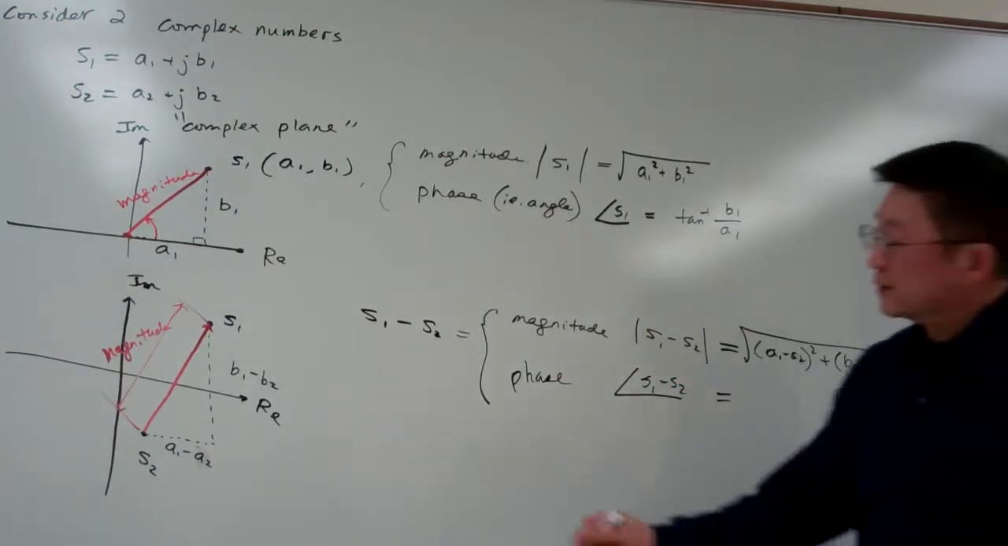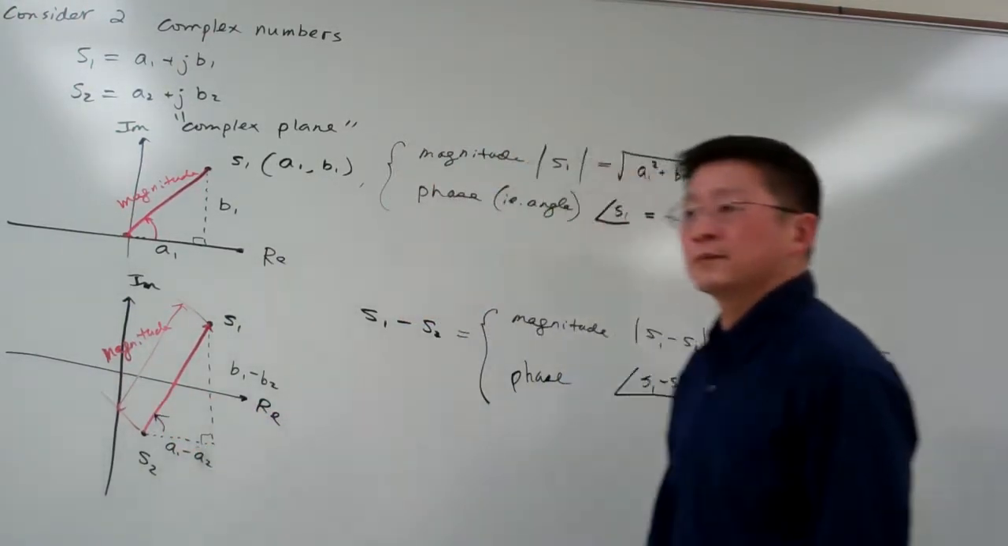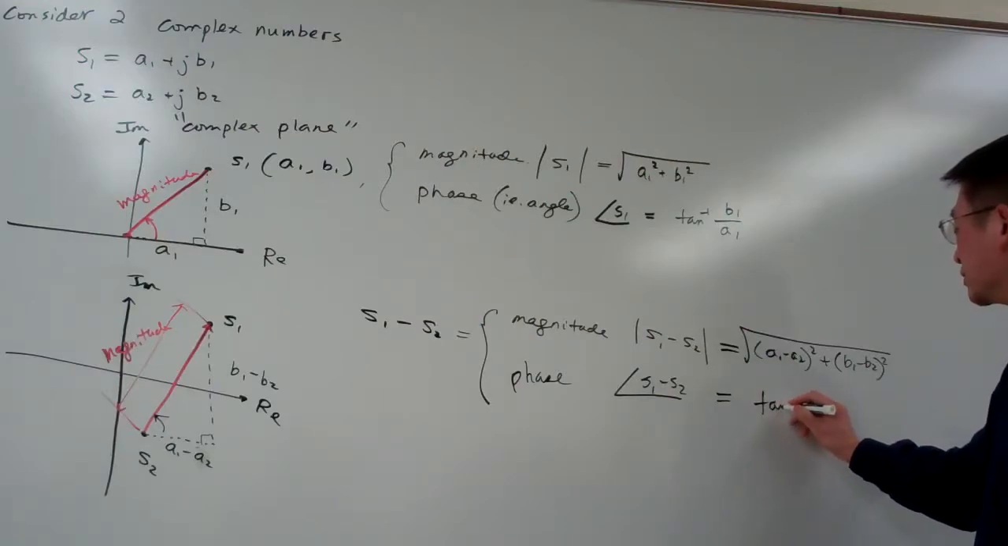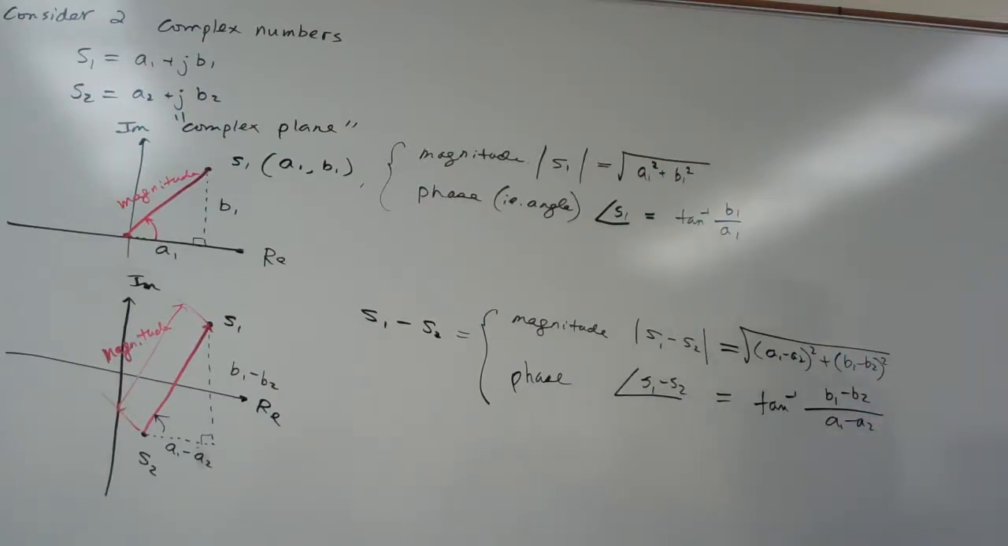This is 90 degrees here. Again, this is the phase. We measure counterclockwise from the horizontal direction. So that is the phase, and it can be determined as arctangent of B1 minus B2 over A1 minus A2. Good.